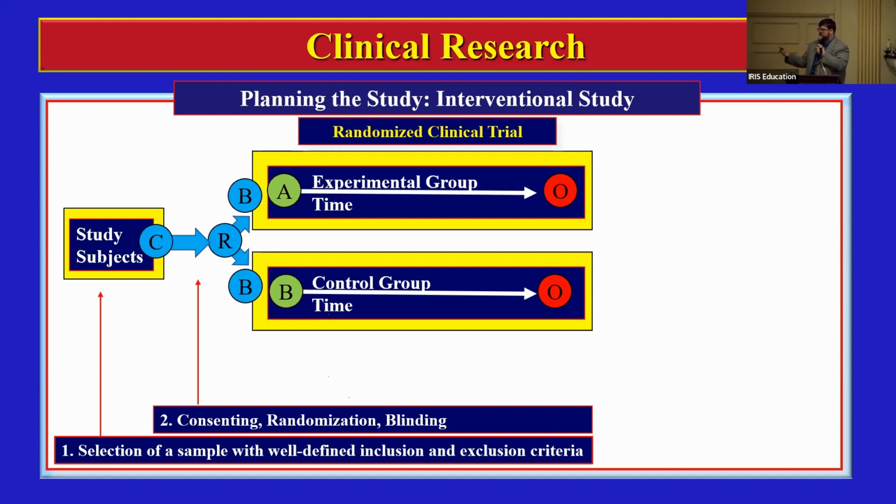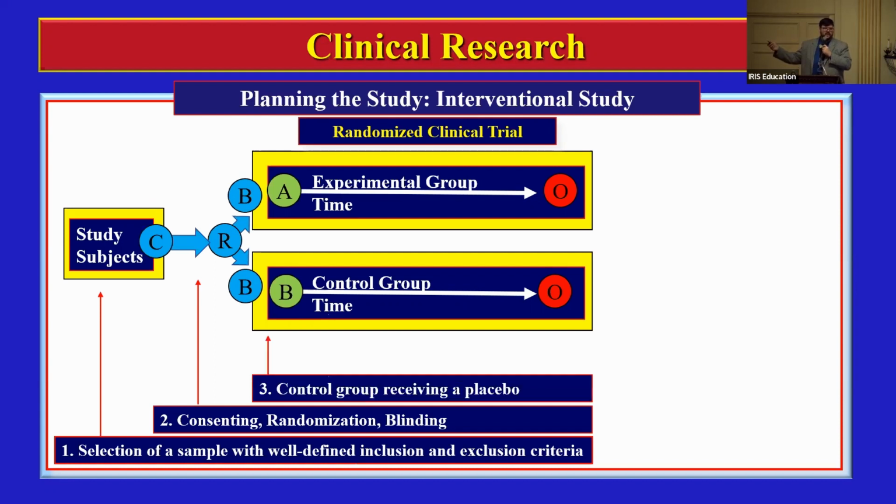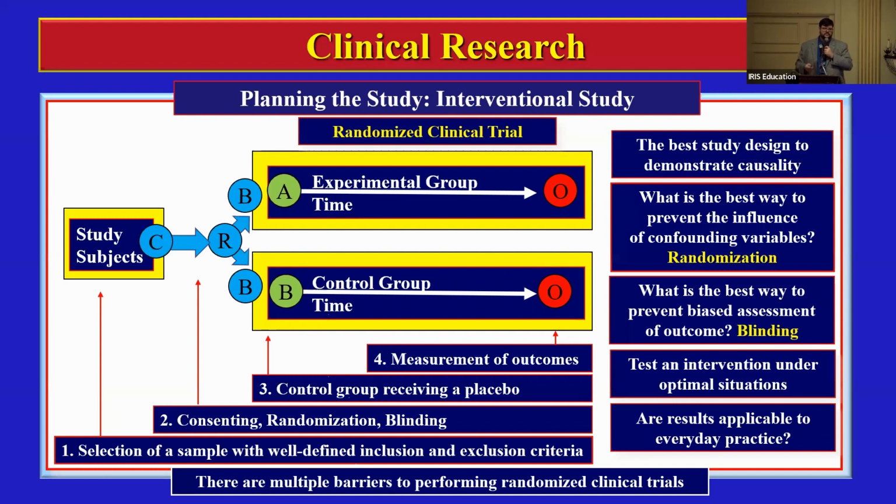And then patients in the experimental group will receive the intervention. We'll follow them over time, and then we will observe their outcomes. And in the control group, patients will typically receive a placebo. We'll follow them over time, and then observe for those same outcomes. So then a randomized clinical trial is the best study to demonstrate causality. And so the best way to prevent the influence of confounding variables is through randomization.